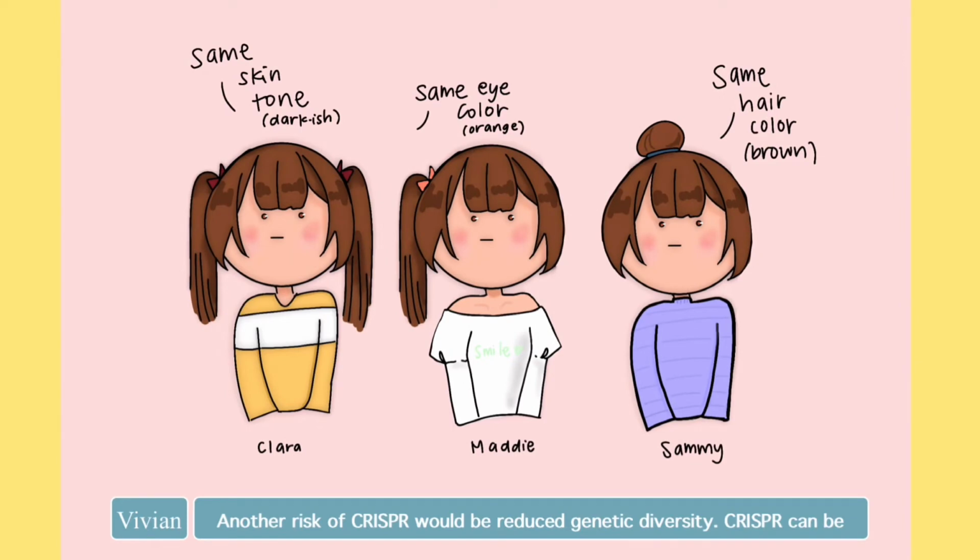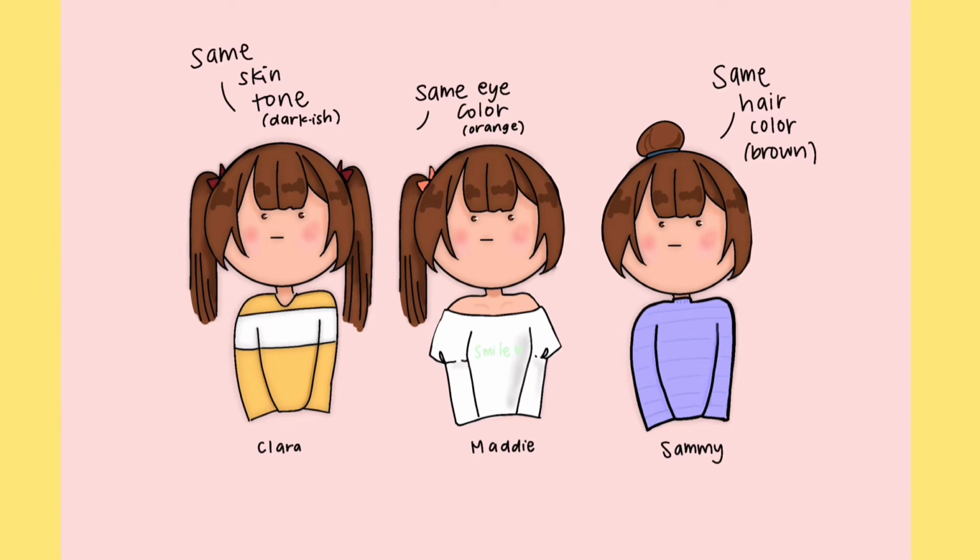Another risk of CRISPR would be reduced genetic diversity. CRISPR can be used to alter embryos' appearances so everyone might eventually all look the same. Take these 3 girls, for example. If they didn't wear different clothes or style their hair differently, you would think they were triplets or the same person. The world would become so boring. What's the fun in having no differences?